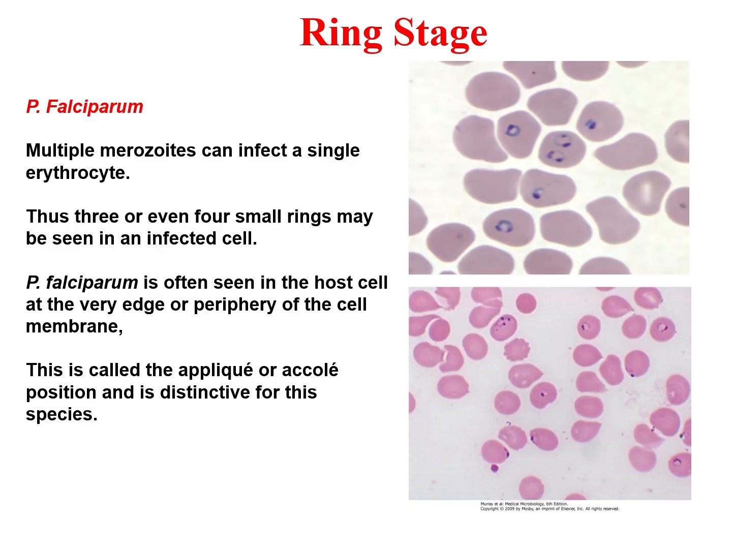For the ring stage of falciparum, it is very important to note that multiple merozoites can infect a single erythrocyte. Thus, within the same red blood cell, we can see 3 or even 4 small rings. And more importantly, whenever we see these rings, most of the time we see them at the very edge, the periphery of the cell membrane. This is what we call the position appliquée or position accolée, that is characteristic of ring stages that are close to the edge of the infected RBC.